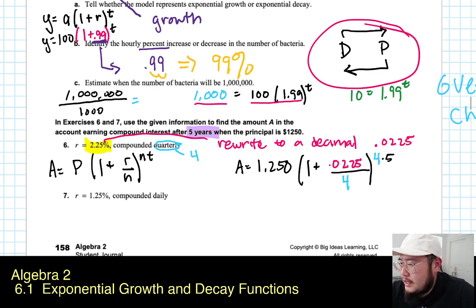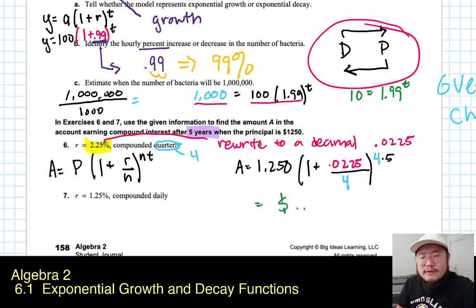Okay, so if you use your calculator correctly, and make sure you practice it, because I see a lot of students mess up because they're not practicing plugging things into the calculator, you should end up with $1,398.40. That would be the amount in your account when you start off with $1,250, your interest rate is 2.25% after 5 years, compounded quarterly.